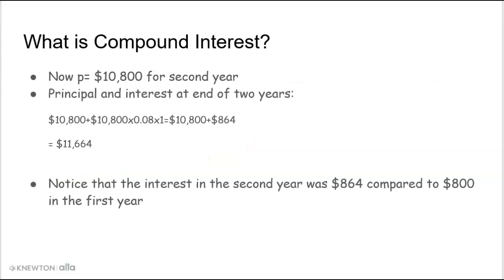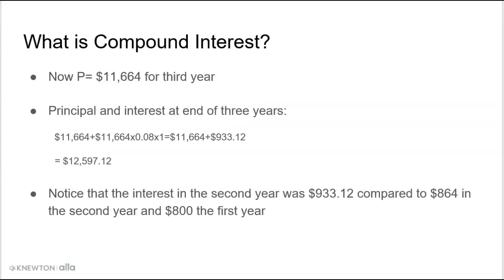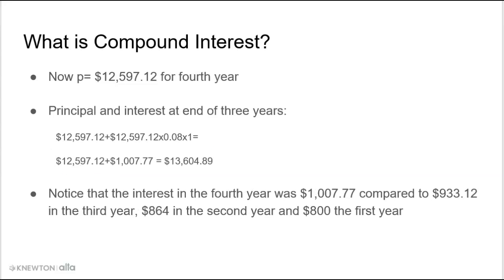That becomes our principal in year two. So here we go. There's our principal plus our principal times rate times time. The amount of interest I earn in year two is $864 compared to the $800 in year one. And now the total amount of the account is $11,664. That becomes the principal in year three. So I do that again for the third year. I see I made $933 in the third year, and the total amount is $12,597.12. Notice the interest goes up every year. I get more and more interest, in addition to the principal going up.